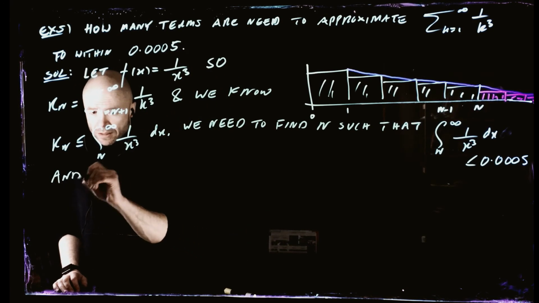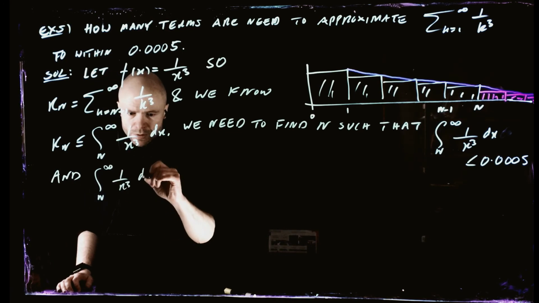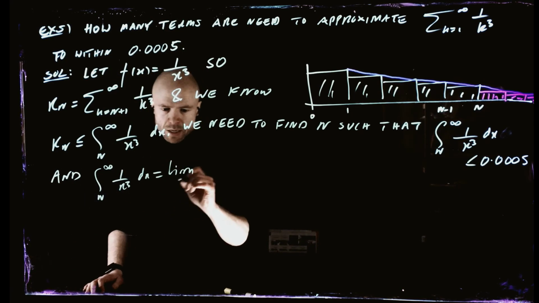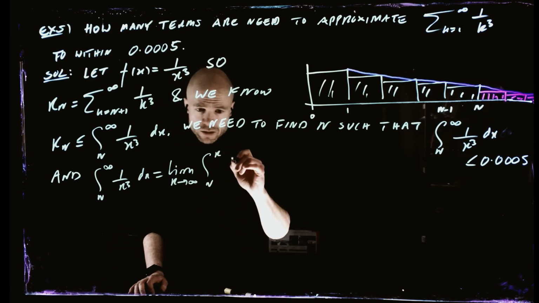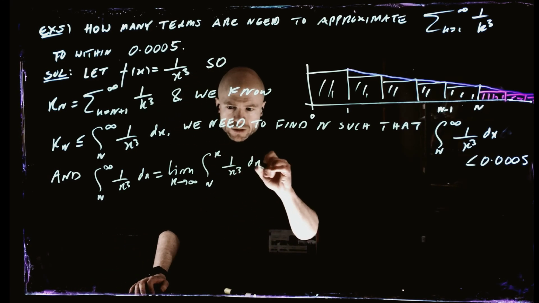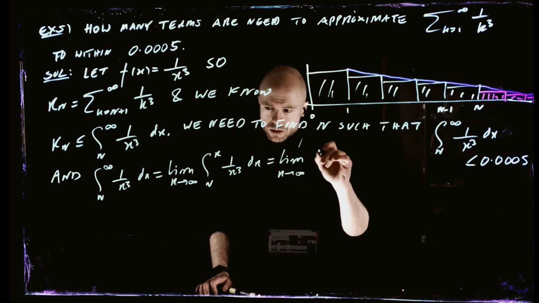And what is this thing? The integral from n to infinity of 1 over x to the 3 dx is the limit as r goes to infinity of the integral from n to capital R of 1 over x to the 3 dx, which is the limit as r goes to infinity.